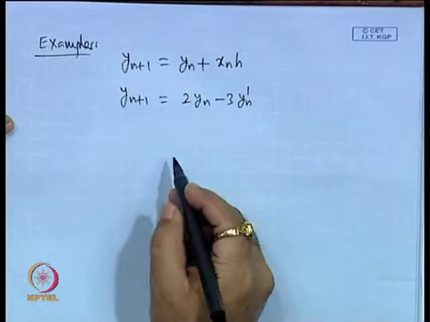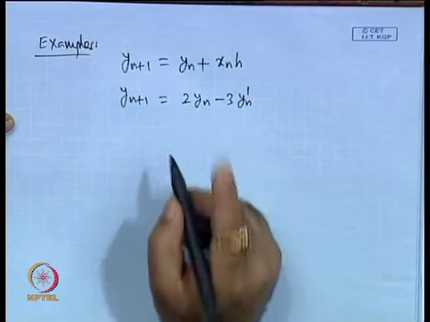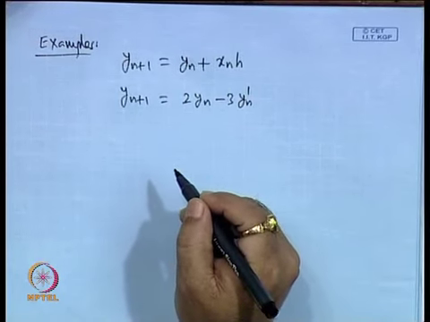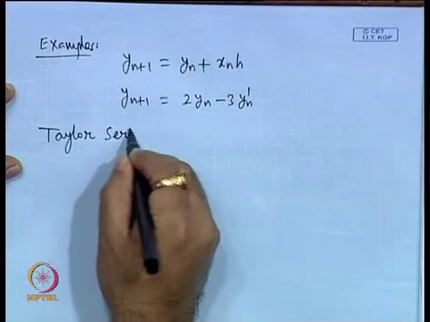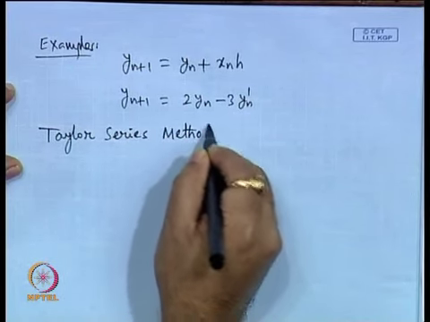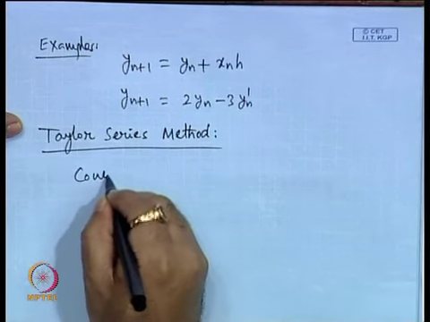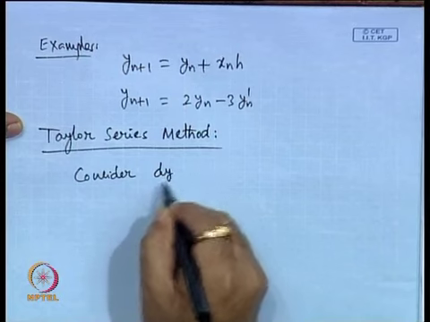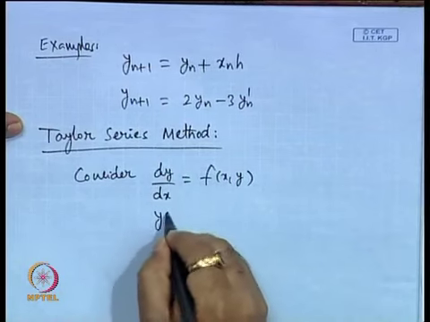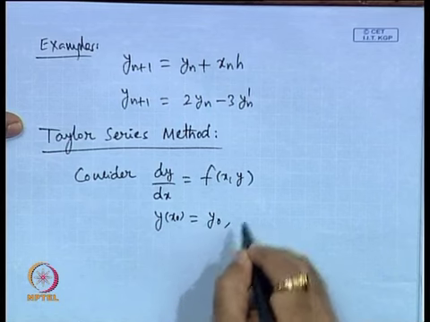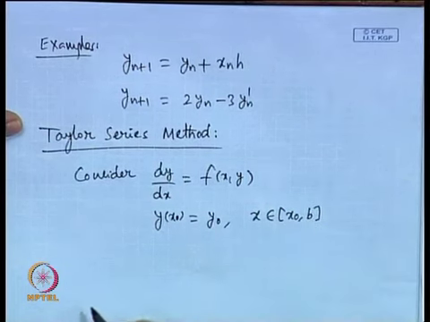Now we would like to learn a particular method to solve IVPs, and this particular method is a single step method. It is a very popularly known method, the Taylor series method. So, we consider the IVP dy by dx equals f of x, y, y of x0 equals y0, where x belongs to the interval x naught to b.